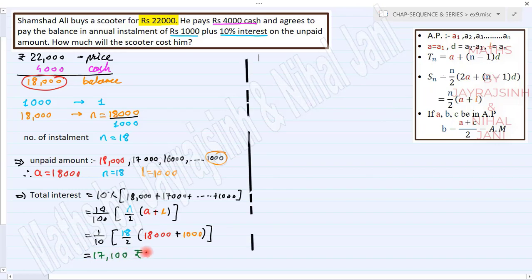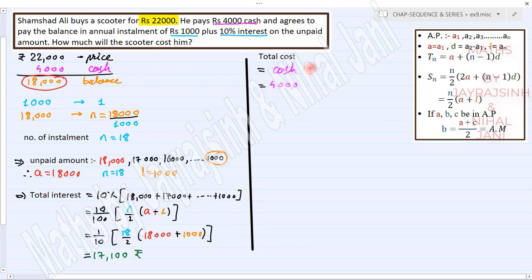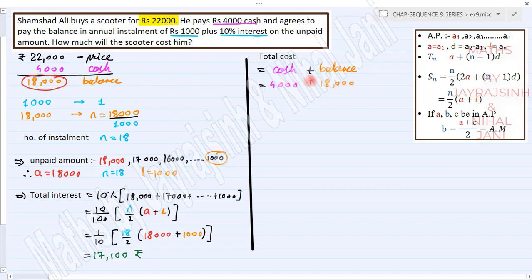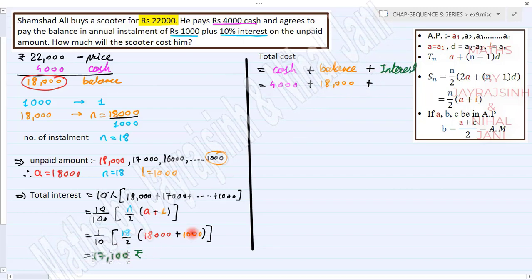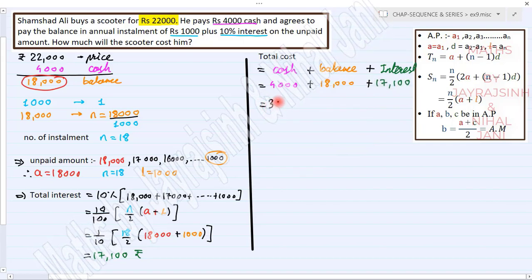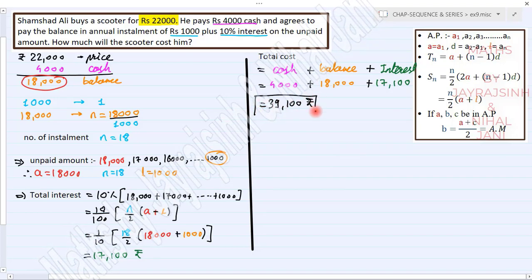That will give us 17,100 rupees. So we are ready to calculate the total cost, which includes the initial cash, which is 4,000, plus the rest of the balance, which is paid in the form of installments, and the total interest, which we found as 17,100. That will give us 39,100 rupees. That is your final answer. Tada!